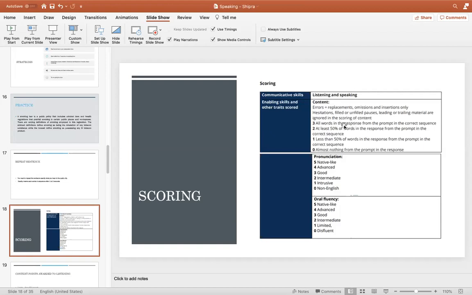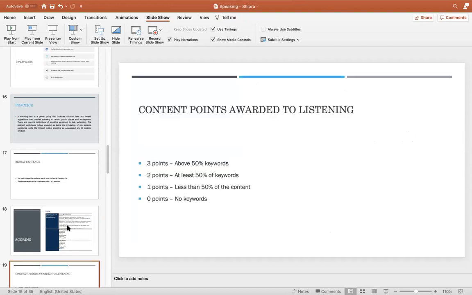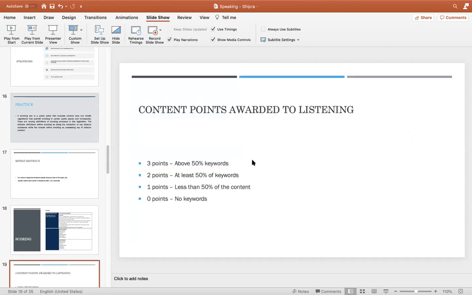That means three is the maximum that you can get if you have more than 50% of the words in correct sequence. If it's less than 50%, but it's around 50%, then you get 2 points. Less than 50%, that means at least maybe a couple of words from the sentence, then you get 1 point for the content. Zero if you didn't speak anything from the sentence. Okay. Now, content points are awarded towards listening, and this is how you get the points.